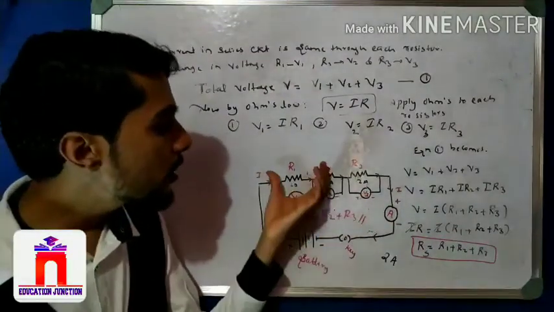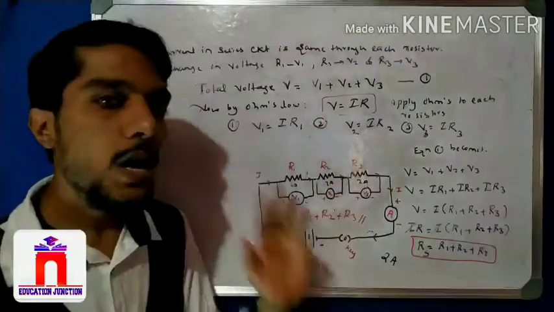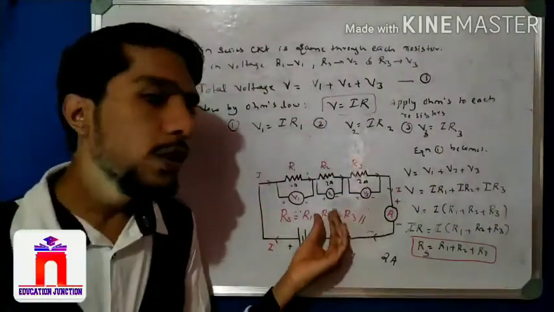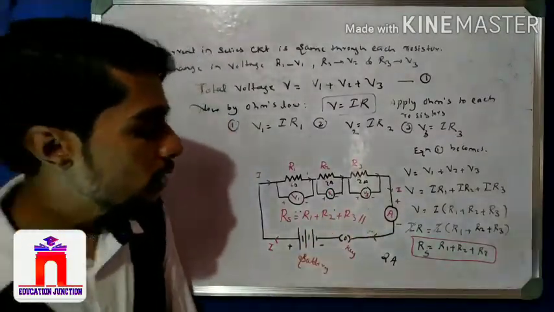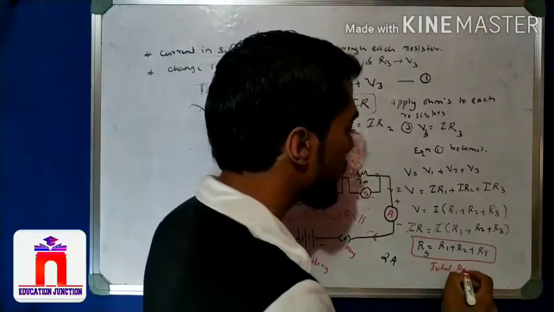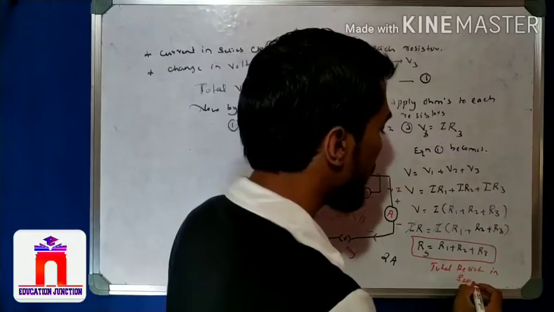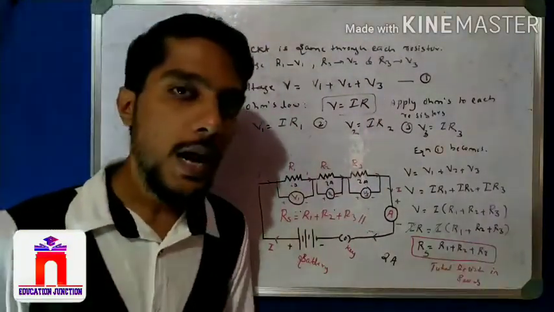The total resistance in series is nothing but simply adding R1, R2 and R3: R1 plus R2 plus R3. That is a very important formula to calculate the total resistance in a series circuit. The total resistance in a series circuit is calculated by R1 plus R2 plus R3.